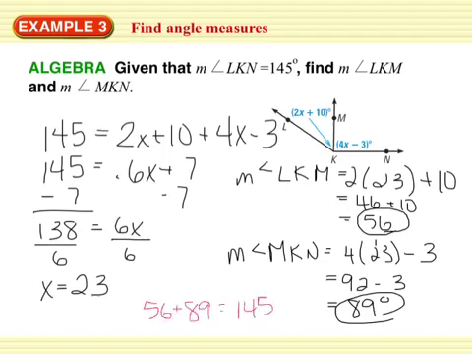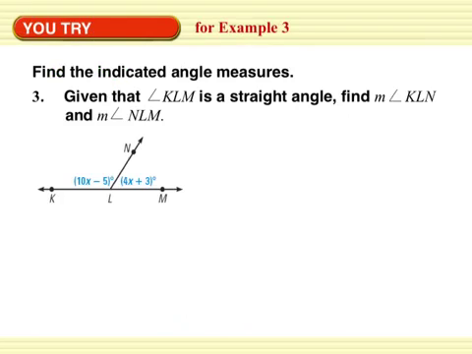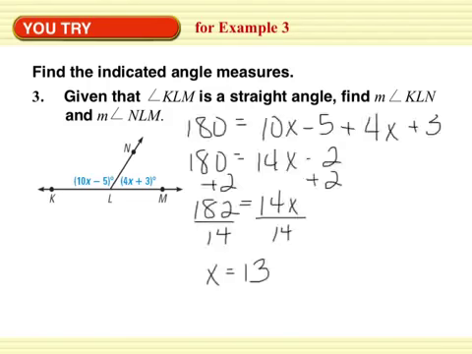Just a quick check. You try. So push pause and try on your own. Okay, I solved that x equals 13. I need a new slide to finish it because I've run out of room. We're trying to find the measure of angle KLN and NLM. Okay, so I'm going to move on to the next slide and finish the problem.